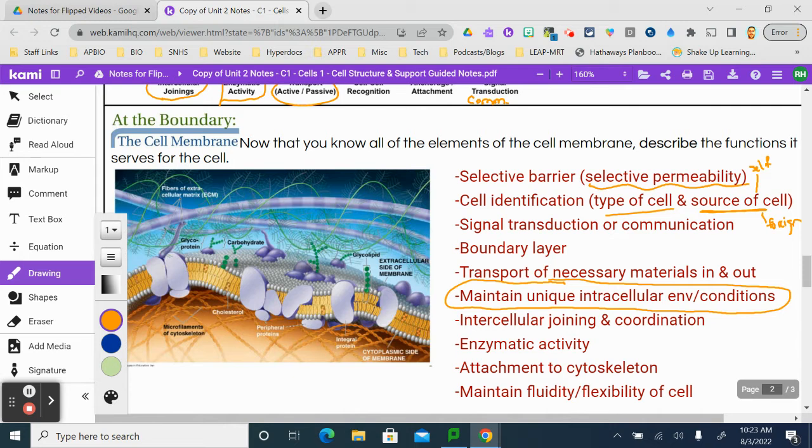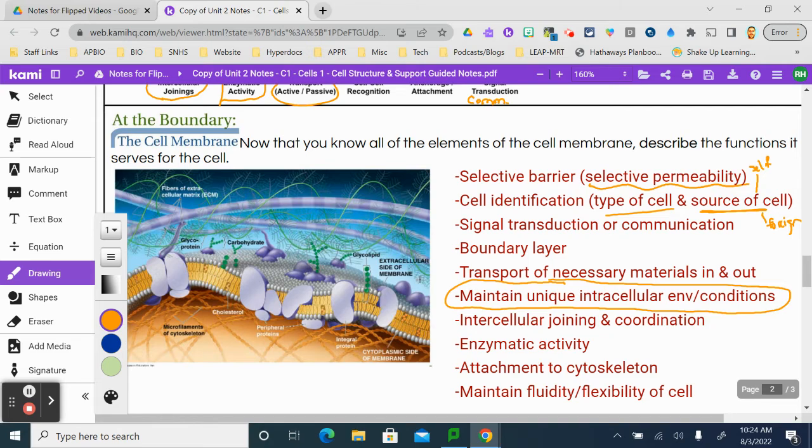Intercellular joining, and we'll talk about that here in a little bit. Enzymatic activity, attachment to the cytoskeleton, maintaining fluidity, flexibility of the cell. The reason that you can push on your arm and it is flexible and not a rigid structure is because of the fluidity and the flexibility of all of these different cell membranes in all of the cells that you find. So those are a relatively complete list of what the cell membrane does. A super, super important structure on the outside of every single cell. Does a lot for the cell.